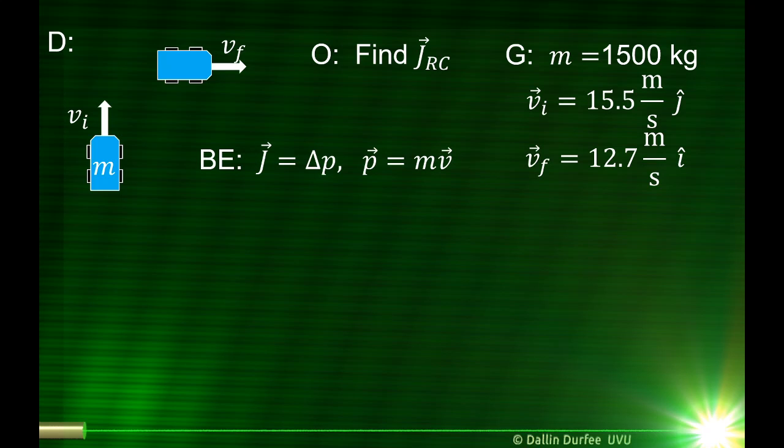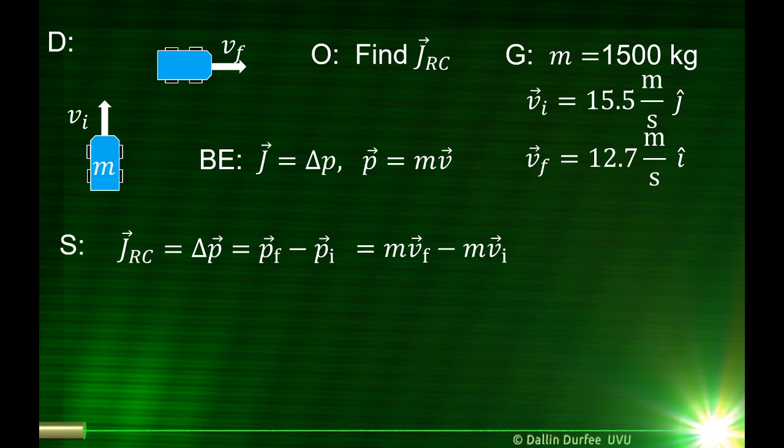Our basic equations are, first, we know that impulse is just the change in momentum. There should be a vector sign over that delta p. I forgot that. And we know that momentum is just mass times velocity. So our symbolic solution, the impulse is just the change in momentum, which is just the final momentum minus the initial momentum of the car. But the final momentum is just mass times the final velocity, and the initial momentum is just mass times the initial velocity. So there's our solution.